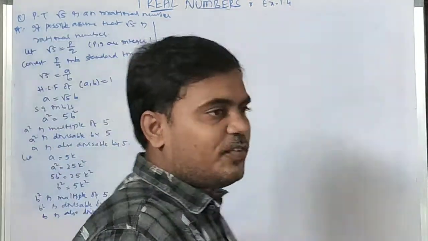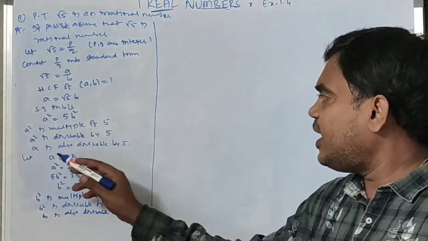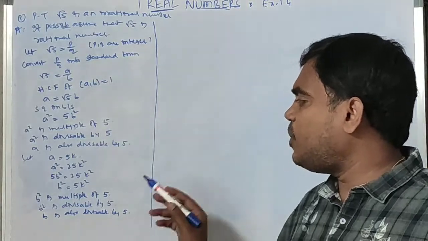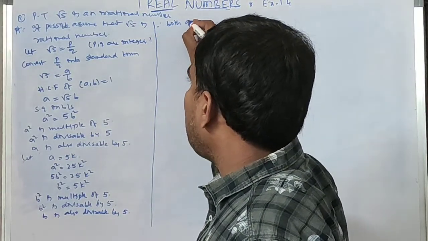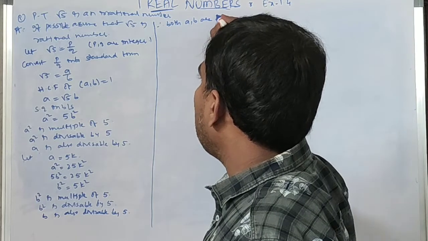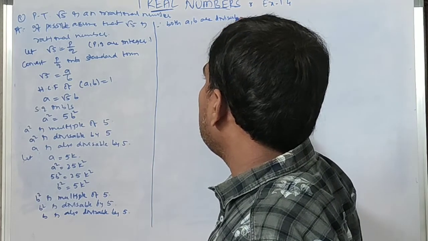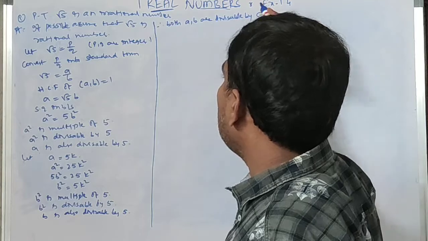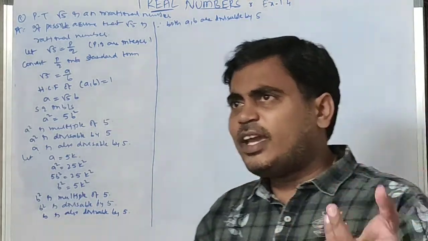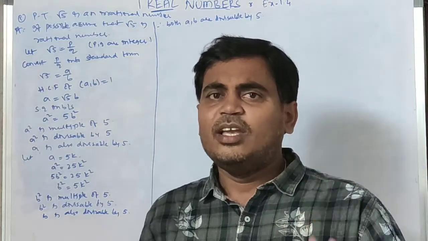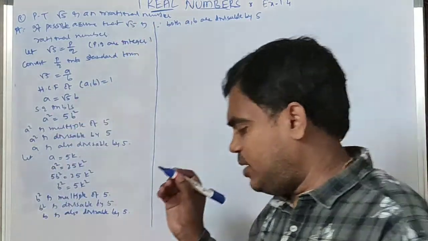So b is also divisible by 5. First we got a divisible by 5, b divisible by 5. So therefore both a, b are divisible by 5. Both a and b are divisible by 5. So if a and b are both divisible by 5, then 5 is a common factor of a and b.